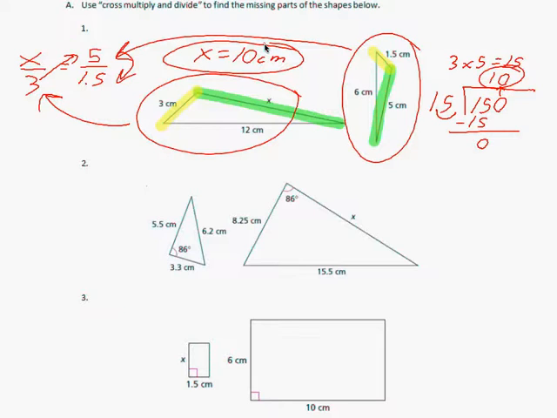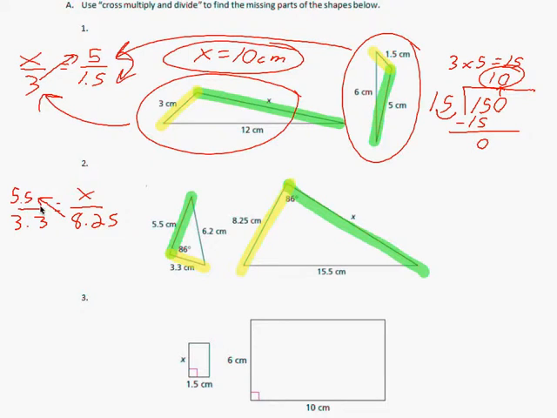Alright, let's try number 2. I'm going to have a fraction and another fraction to set up. I'm going to do some colors again. So let me take a look. X matches up with 5.5. And all these numbers are pretty nasty, so I'm going to pick the shortest side, match up with that shortest side. Now, I'm going to put green on top, 5.5 and x, and the yellow on bottom, 3.3 and 8.25.